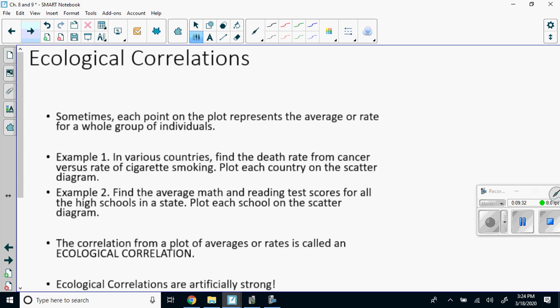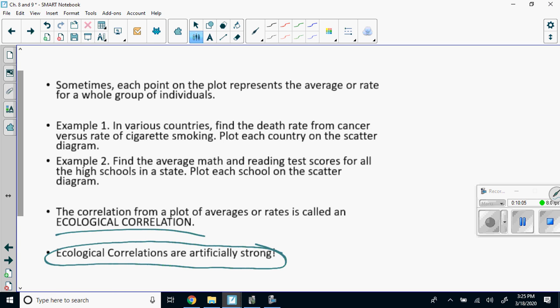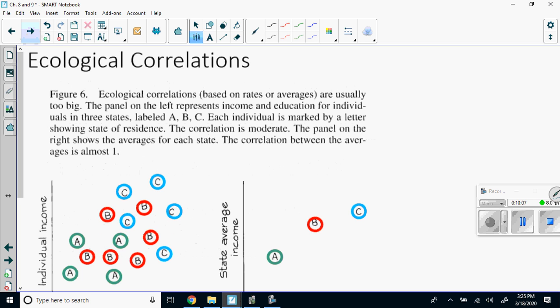Sometimes each point on the plot represents the average or rate for a whole group of individuals. So rather than the point representing just each individual themselves, it's taking a whole group of individuals, maybe everybody from the US and then everybody from China and so on, and plotting each average rather than every individual. And so we've got a couple examples of that. The correlation from a plot of averages is called the ecological correlation, and typically ecological correlations are artificially strong, and let me show you what that means.